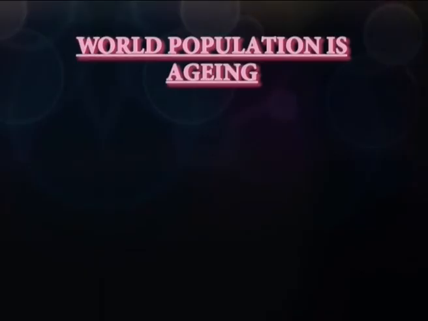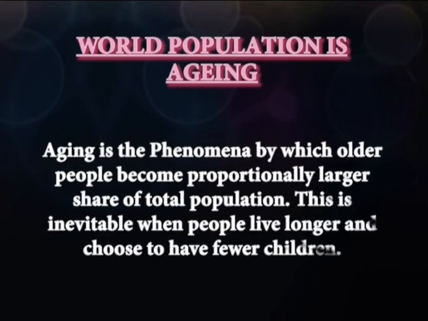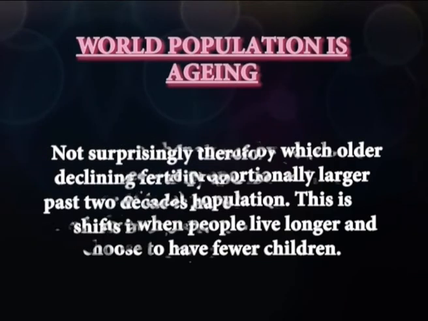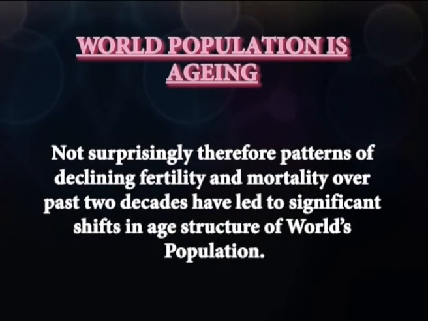World population is aging. Now, aging is a phenomenon by which older people become a proportionally larger share of the total population. This is inevitable when people live longer and choose to have fewer children. Not surprisingly, therefore, patterns of declining fertility and mortality over the past 2 decades have led to significant shifts in the age structure of the world population.